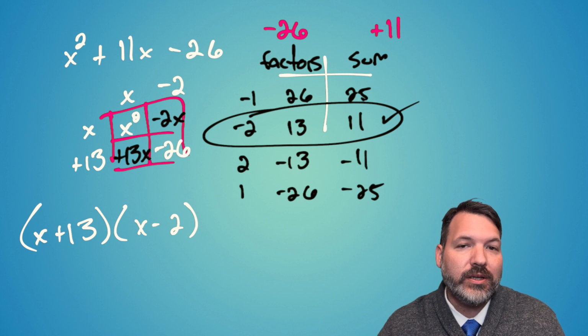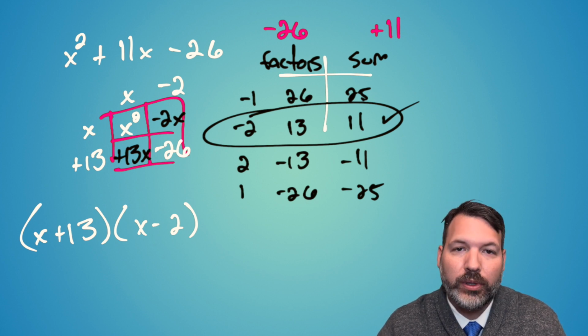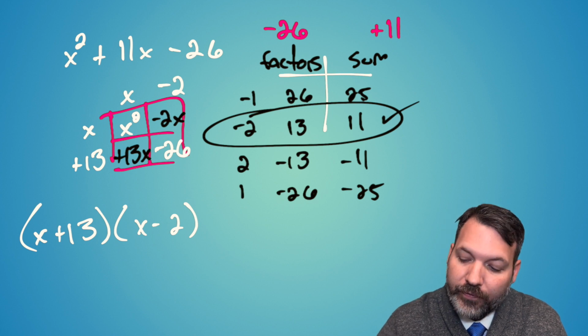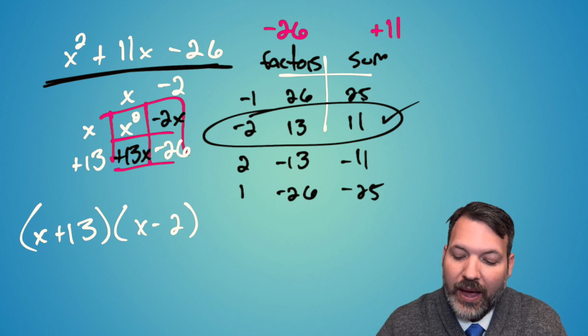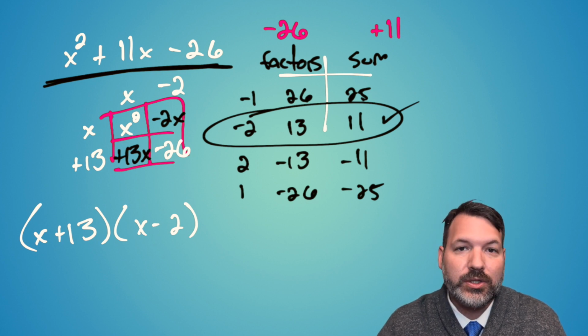If for whatever reason you weren't sure at this point, you could multiply those back out using the box method or any other method you want and confirm it genuinely is the same as this trinomial product x squared plus 11x minus 26. Now, let's go ahead and look at one that's not monic. Let's see how we can factor using the box method for these non-monic trinomials.